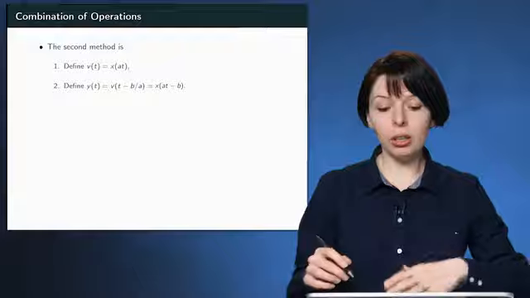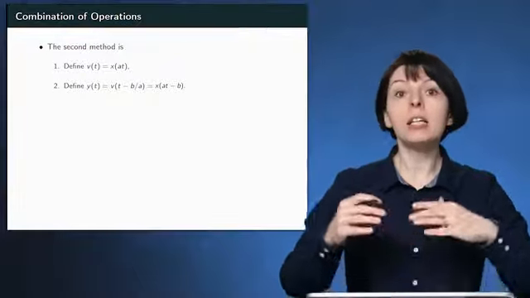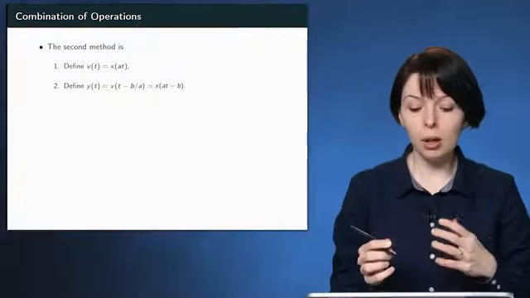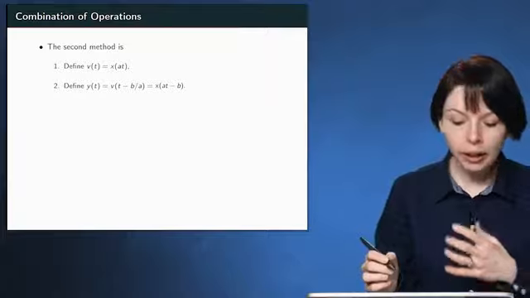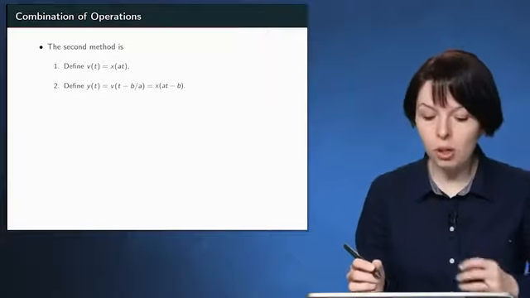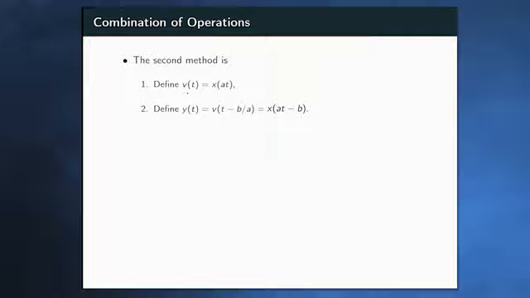The second method is to first scale it, then do the time shifting. But the operation is going to be a little different, so you need to keep an eye on how you perform this operation. So as soon as I define v of t equals x of at, y of t is going to be equal to v of t minus b over a.